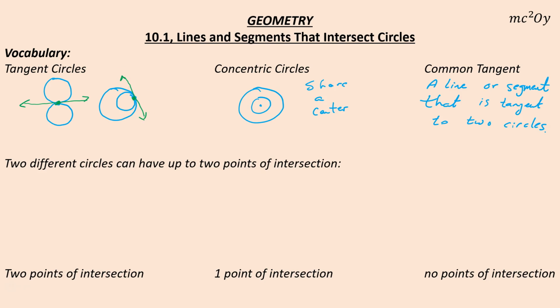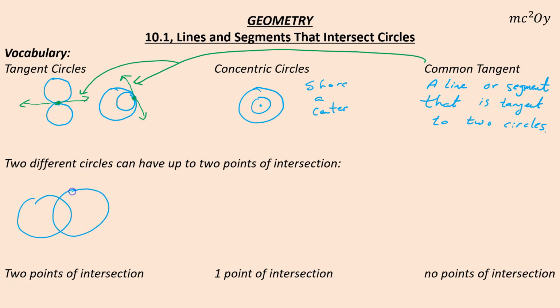Okay? So an example of some common tangents. There we go there, and there. All right. Well, let's take a look at some other pictures here. Two different circles can have up to 2 points of intersection. So let's draw two circles with 2 points, maybe like a Venn diagram.